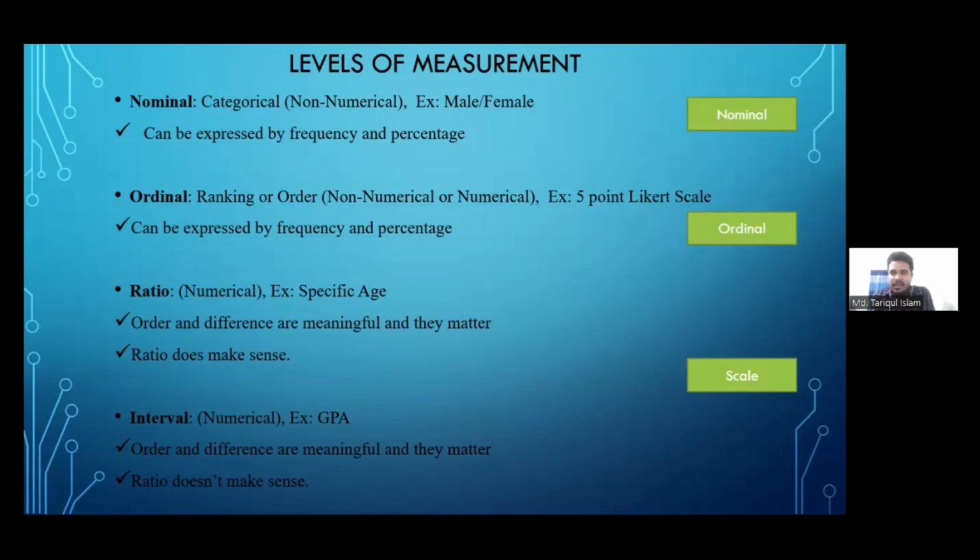Because if a person gets GPA 2.5 and another person gets GPA 5, we can say that the GPA 2.5 holder will be equal to two of the GPA 5 holder. It doesn't make any sense actually. So here the interval doesn't make any sense, but ratio does. And now focus on the green highlighted area.